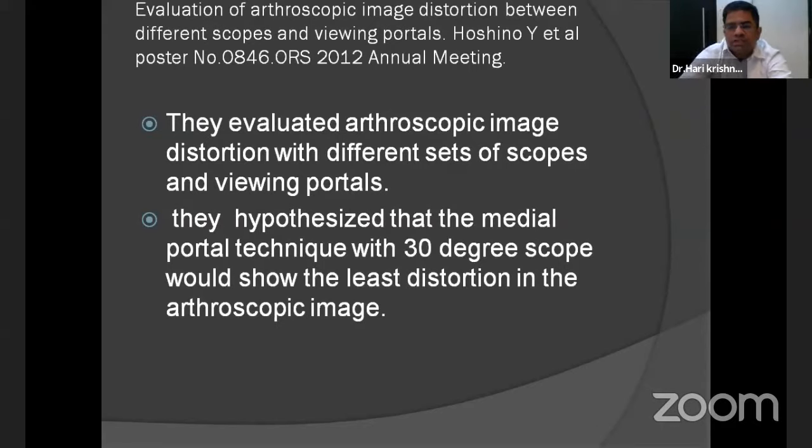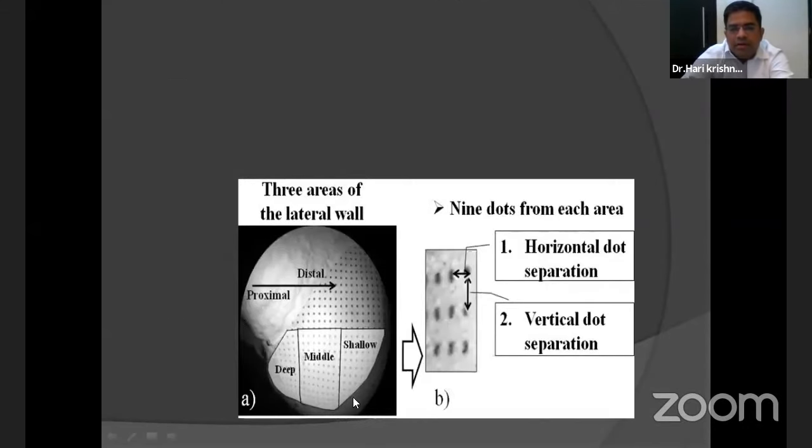They concluded that when we use a 30 degree scope, there is the least distortion of the arthroscopic image which we see. That is also one of the commonest reasons why we use a 30 degree scope. They made a picturization in the distal femur, which is deep and shallow, and analyzed with this.